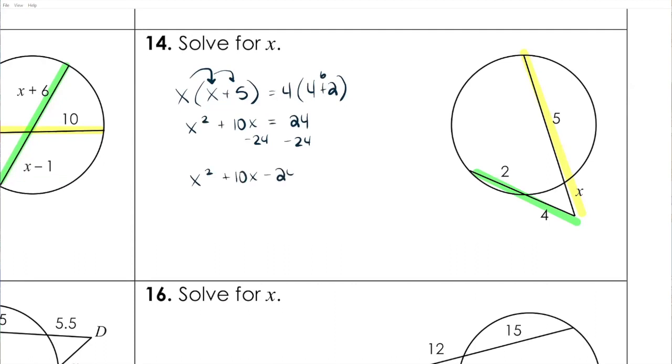If we're going to factor, it has to be equal to 0. Yes. Oh, I don't know. I did math wrong in my head. Good catch. I appreciate you.